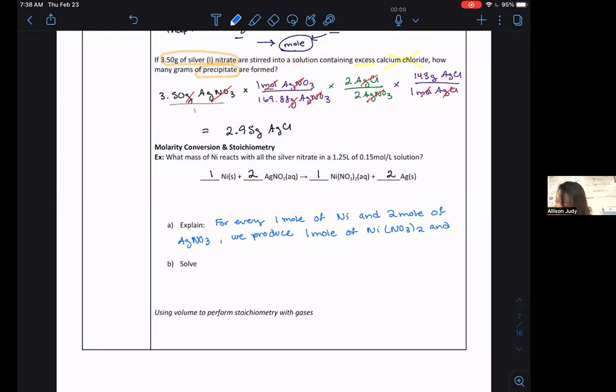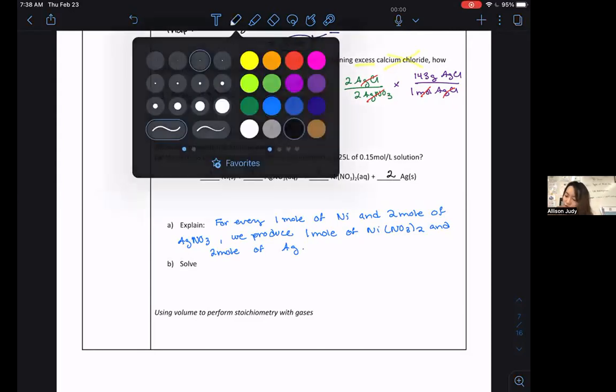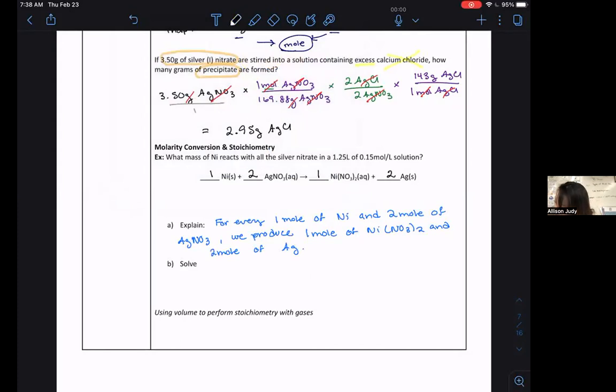Nickel 2 plus, and 2 moles of silver, solid silver. That's the relationship, the molar ratio we have. According to our problem, we want to get from a 1.25 liter sample of silver nitrate, a 1.25 liter sample of silver nitrate, 2 grams of nickel required.